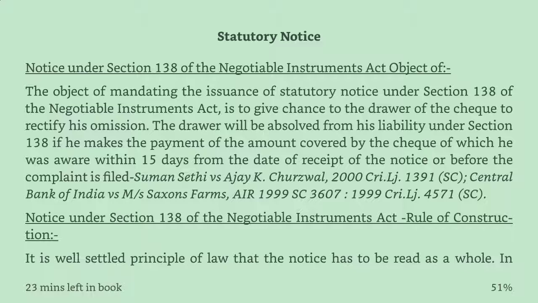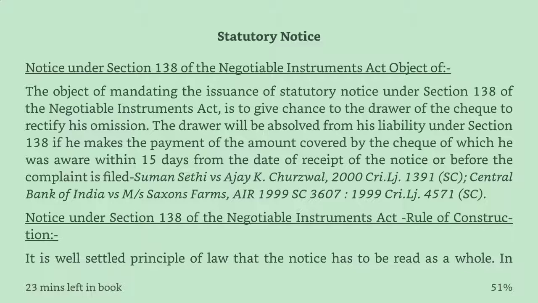Now that is the first aspect that has to be contemplated. Now, secondly, what if the drawer of the check receives the notice and replies to the notice saying that I am willing to make part payment, and he actually makes part payment within a period of 15 days? Then what happens to the notice? In such a case, even if part payment is made, an offence is still committed. The drawer of the check is not absolved from his liability from paying the entire amount.